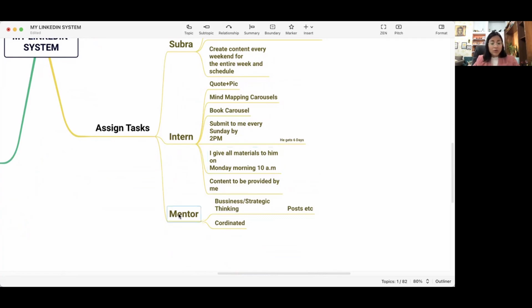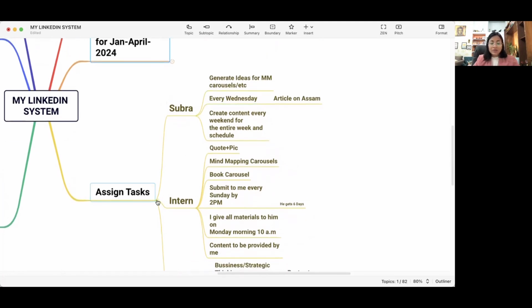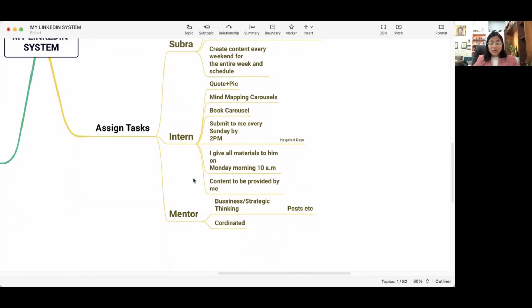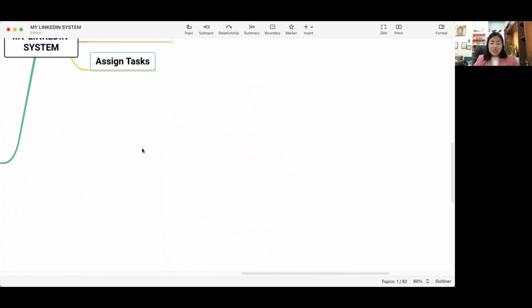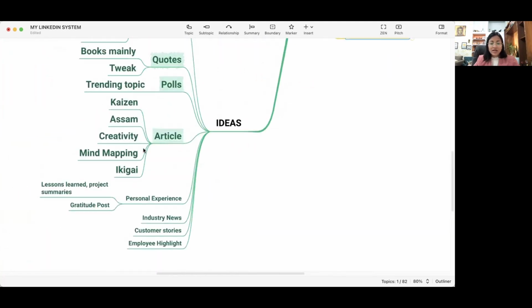And then I also have a mentor whom I meet once in 15 days. And it's a fully coordinated meeting where we beforehand know what exactly we are going to speak. So based on those, we talk about some business and strategic thinking. Also, sometimes if I get inspired, I just write a post for the coming week. So if you see, everything is well defined, who is going to do what, and even my mentor knows that whatever we are going to discuss, one or two things out of that, I will take some inspiration and share it on LinkedIn. So it's a complete system, and we just have to follow it to the T. Next is ideas. How do we generate ideas?